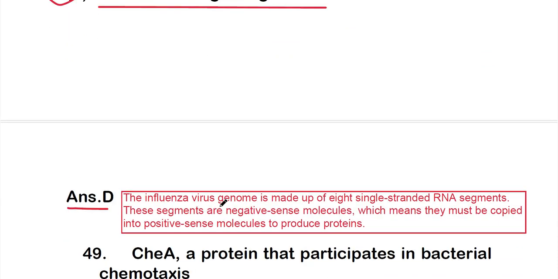The influenza virus genome is made up of 8 single stranded RNA segments. These segments are negative sense molecules, which means they must be copied into positive sense molecules to produce proteins.